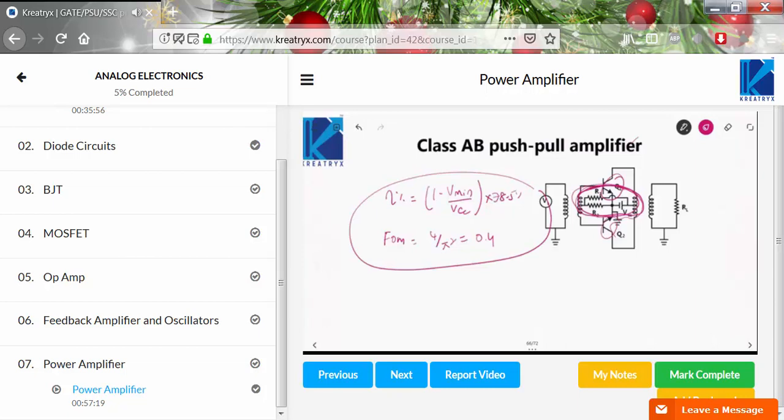The difference is actually what? Crossover distortion. Previously there is crossover distortion. In this class AB there is no crossover distortion. Means the output is like this. There is no distortion with the help of the potential divider network.